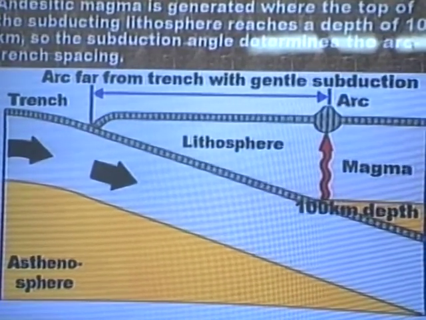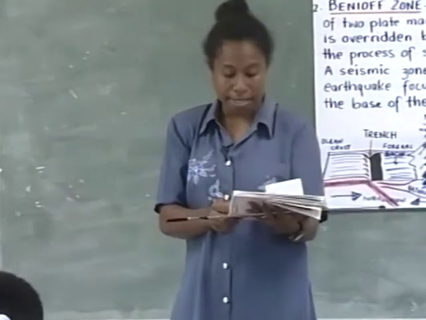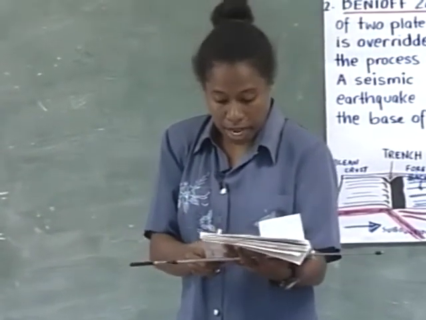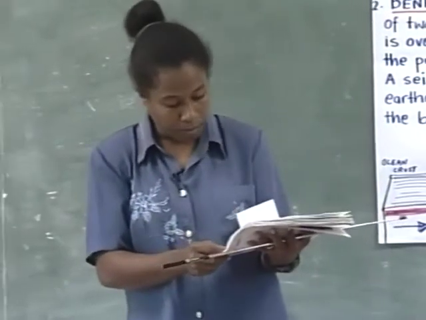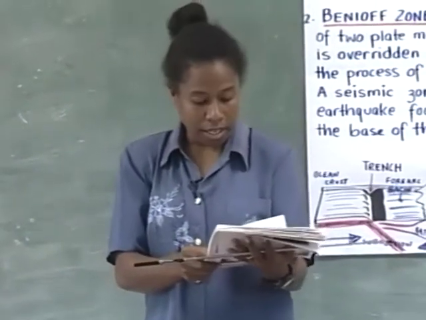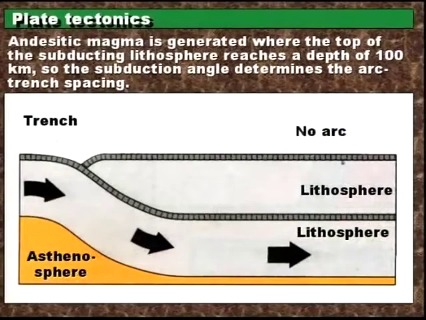Finally, it goes on to say there, a thick, buoyant plate may subduct at such a gentle angle that it merely slides horizontally along under another plate. And since the top of the subducting plate never reaches the 100-kilometer depth, such very shallow subduction zones lack volcanism. So if we look at the third example, no arc, no volcanic islands.